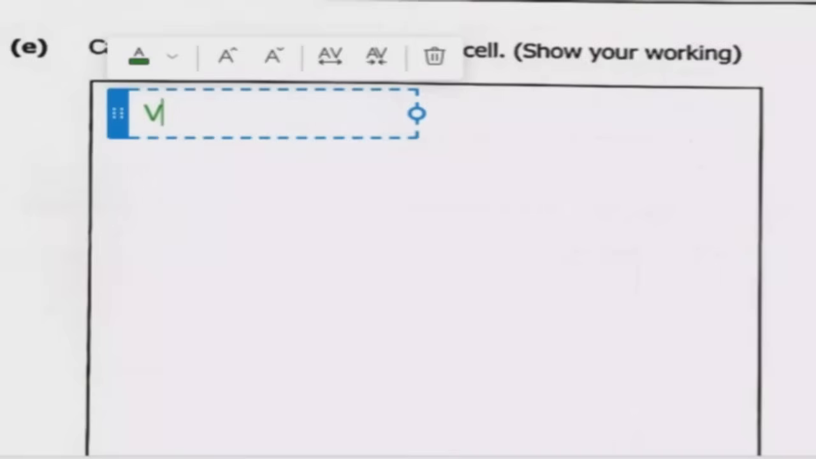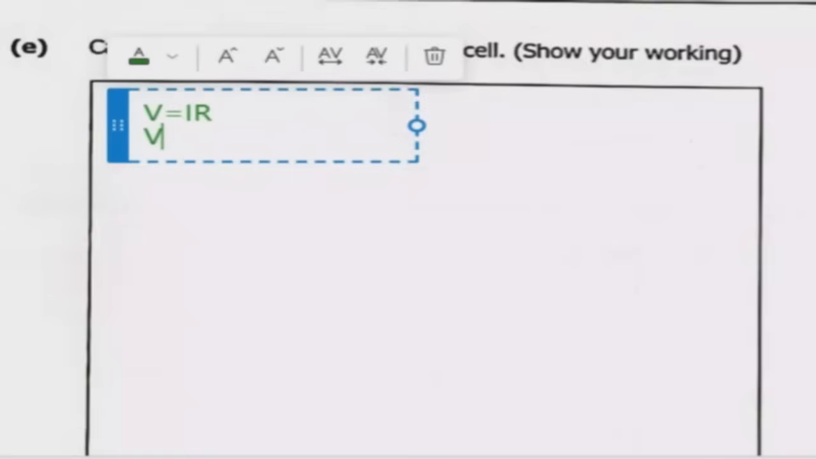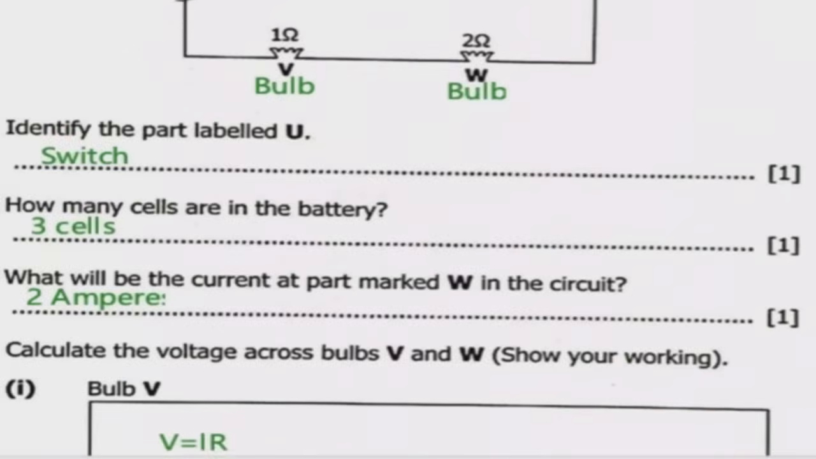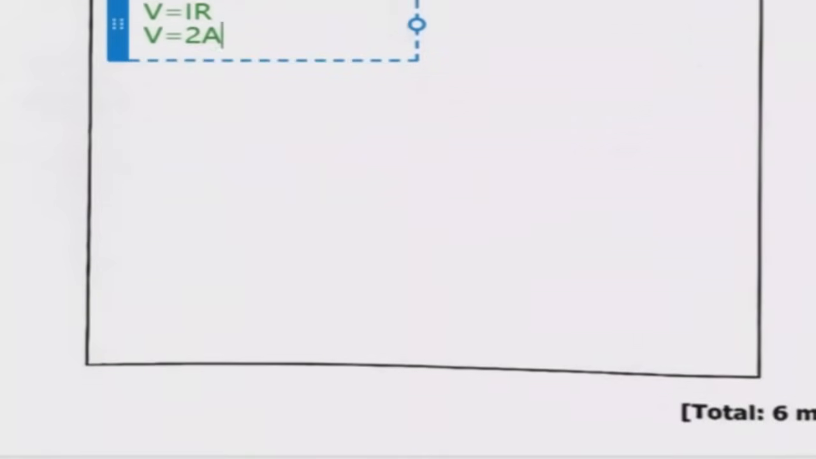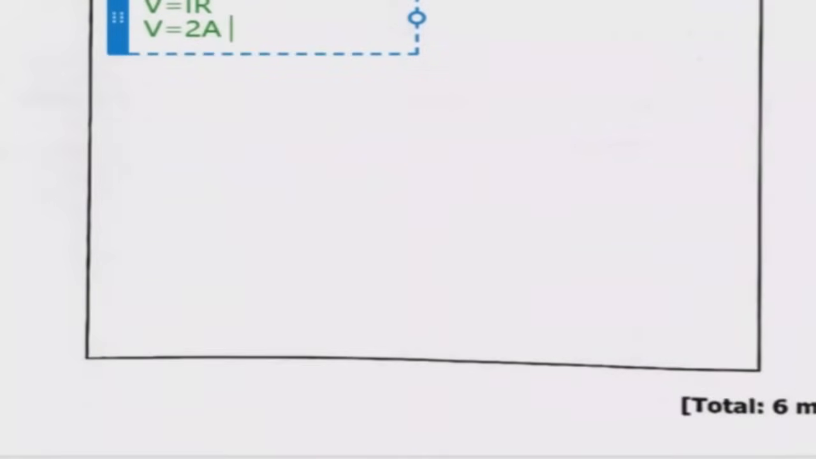You can say voltage is equal to current times resistance. What is the current? We are told that it's 2 amps. The entire circuit is 2 amps. Now when it comes to resistance, we are going to add the resistance. We have 1 resistor here and 2 resistor. Since they are in series, we add them. So 1 plus 2 gives us 3. So that means we have 2 amps times 3 ohms.